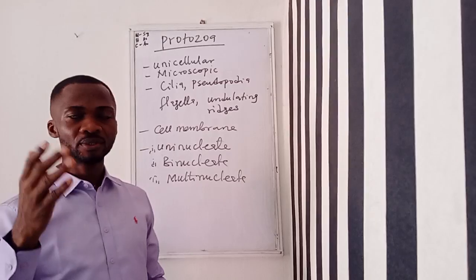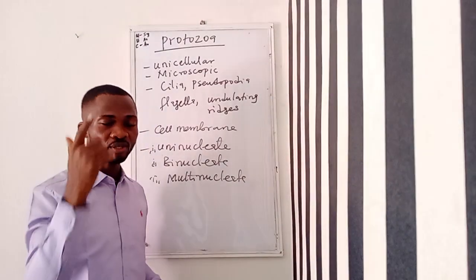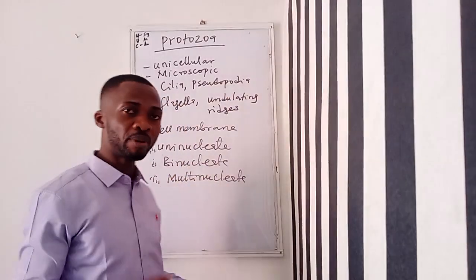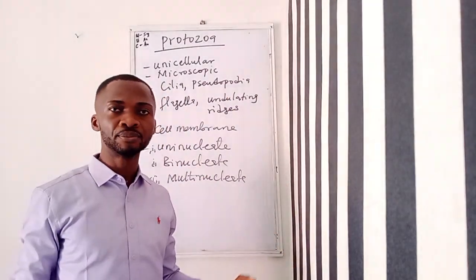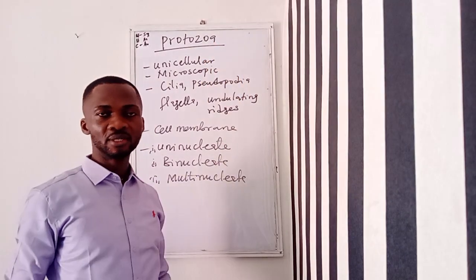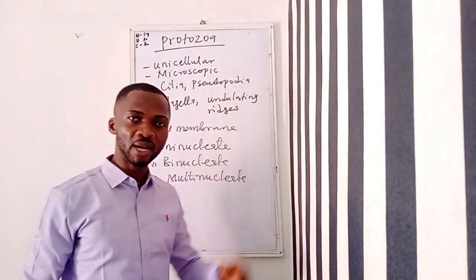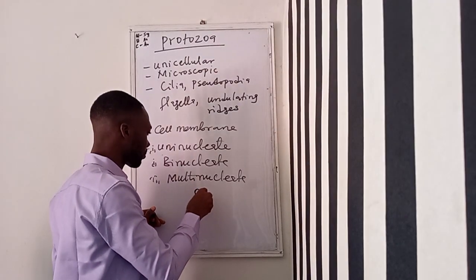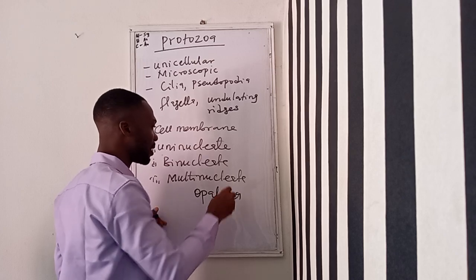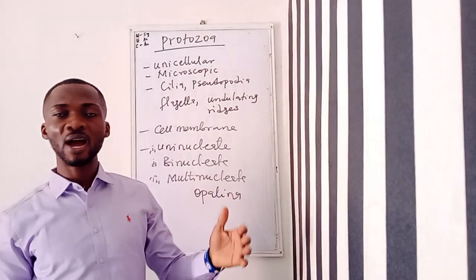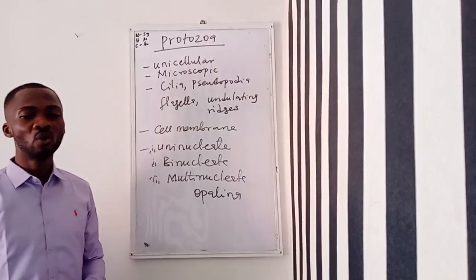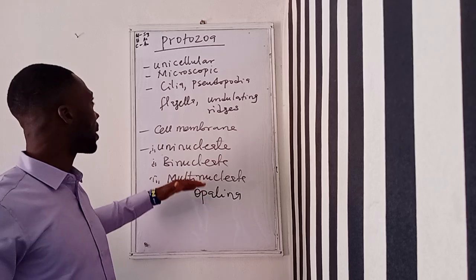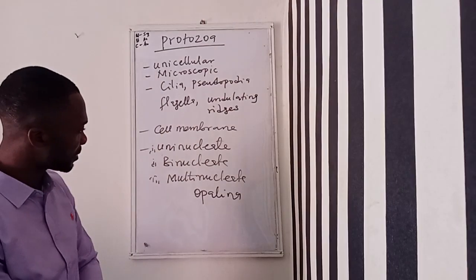Amoeba is a uninucleate protozoa. Binucleate: Paramecium has two nuclei, the larger one and the smaller one. That's the macro and the micronuclei. Then multinucleate, we have the one they call Opalina. So members of Opalina are multinucleate. They have more than one nucleus. So these are some of the characteristics of a protozoa.